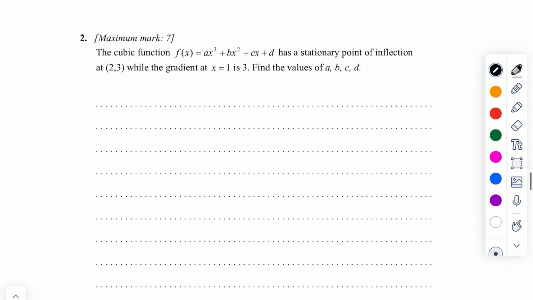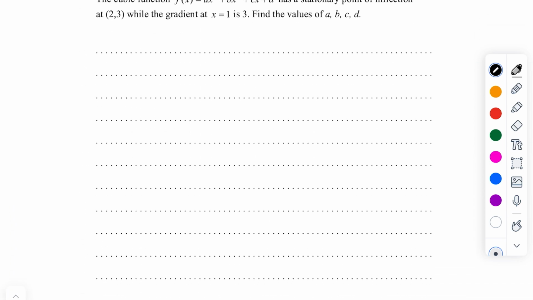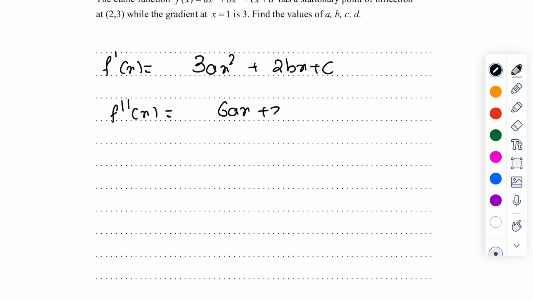Now question number 2. The cubic function ax cube plus bx square plus cx plus d has a stationary point of inflection at 2, 3. The gradient at x equals 1 is 3. Find the values of a, b, c, d. So f prime x is 3ax square plus 2bx plus c. f double prime x equals 6ax plus 2b.